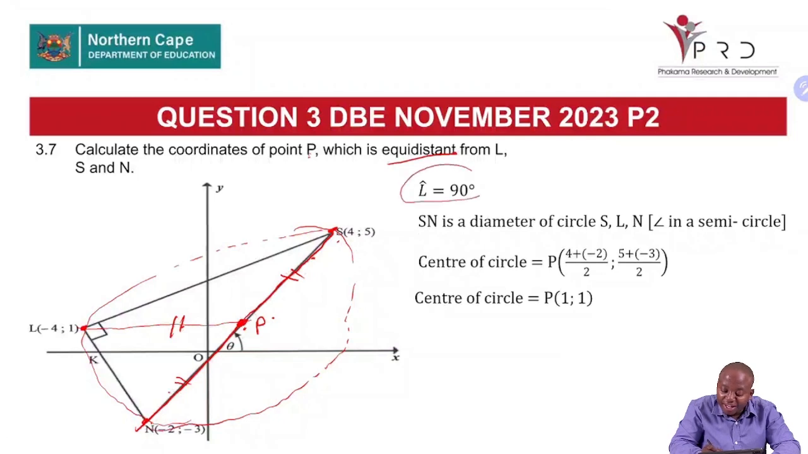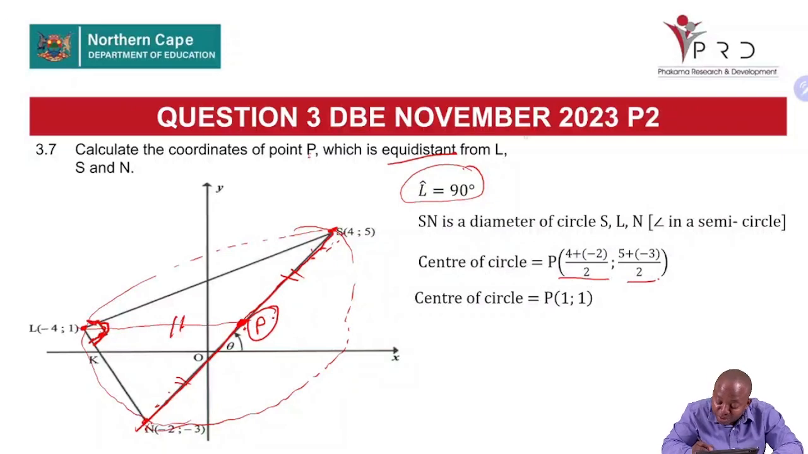Remember, angle L is equal to 90. We are told that angle L is equal to 90. If angle L is equal to 90, therefore SN must be a diameter of a certain circle. Why? Because of angles in the same circle. It's the converse of that theorem to say now, if this is 90, we should have a circle here whereby this SN must be what? This SN must be the diameter of this circle. If SN is the diameter of this circle, therefore P will become the center. Now when P is the center, we use the formula for the center to find the coordinates of P.